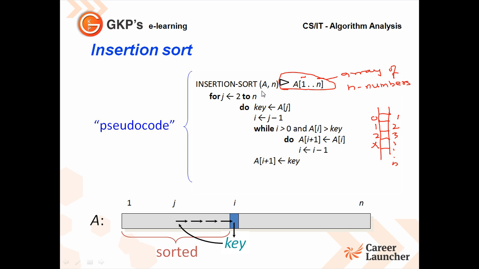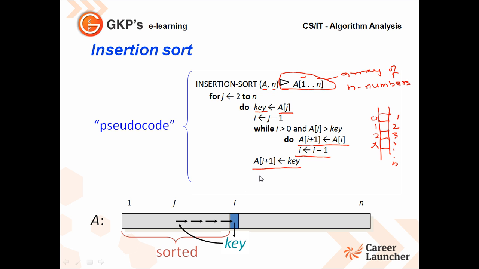Insertion sort A is applied, insertion sort of n numbers. It starts from j equal to 2 to n, and key is the element which has to be placed in the array, key equal to A[j]. That means we select the first and second element as the key, and then i goes to j minus 1, while i is greater than 0 and A[i] is greater than key, then A[i plus 1] gets A[i] and i gets i minus 1, and at last A[i plus 1] gets key.